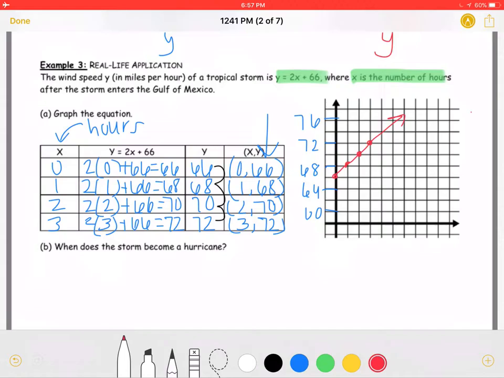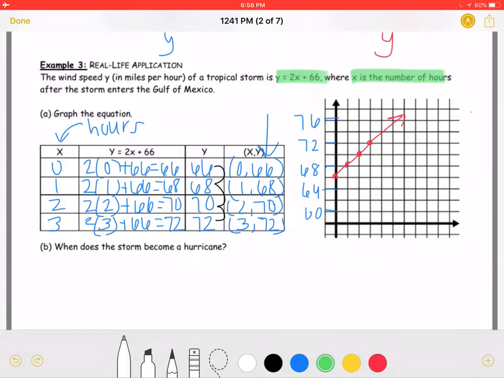Now, why should I not continue down to the left like this? Think about that. Maybe you're thinking because we can't have a negative amount of hours, and you are absolutely correct. So don't extend that down to the left because we can't have a negative amount of hours. It's not going to go that way. Our graph is just staying in this quadrant 1 region. That's it. All right, so we're done with part A.